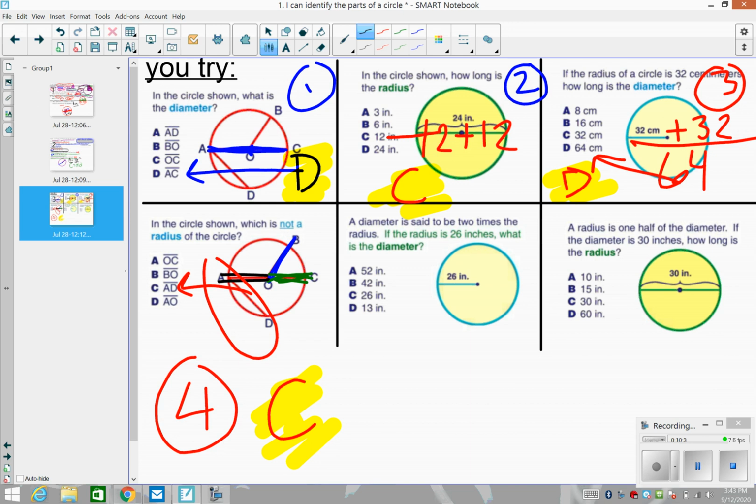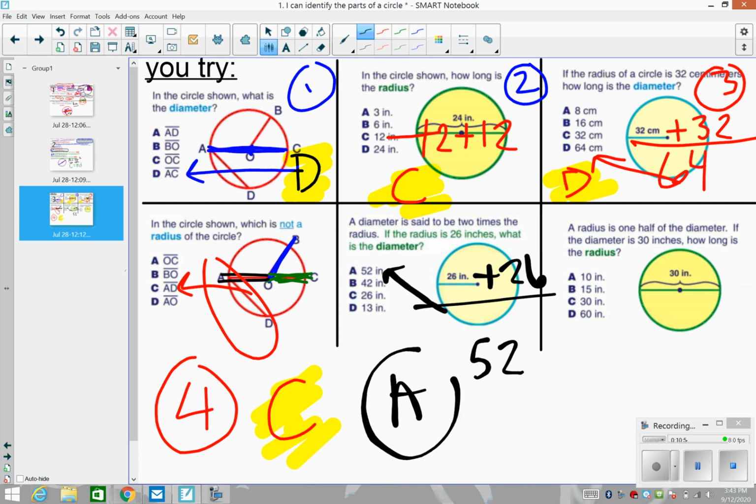I'm choking right now. It's okay. I hope you're not worried about me. A diameter is said to be 2 times the radius. So basically, radius times 2 equals diameter, or radius plus radius equals diameter. So if the radius is 26, the diameter would be 26 plus 26, which is 52. Answer should have been A.